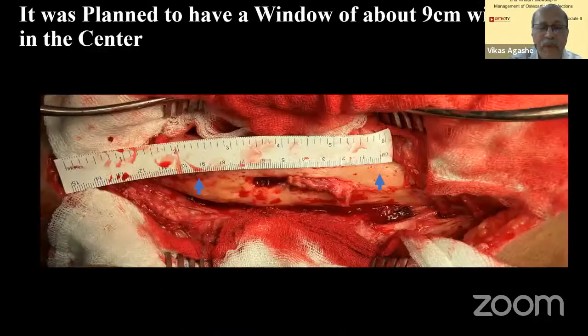Initially we separated the deep fascia from muscles, and now we are separating periosteum from the bone. And this is the cloaca now. As we discussed, we need to create a window of approximately 9 to 10 centimeters with the cloaca in the center.